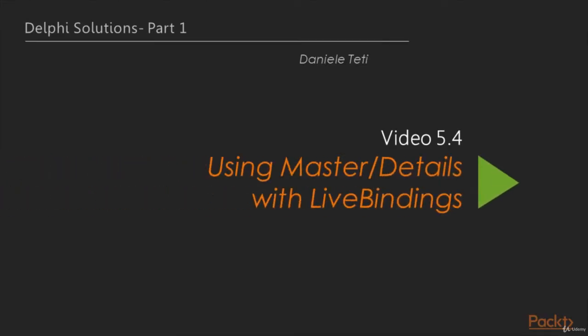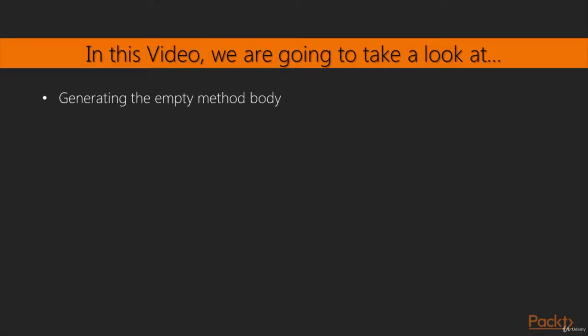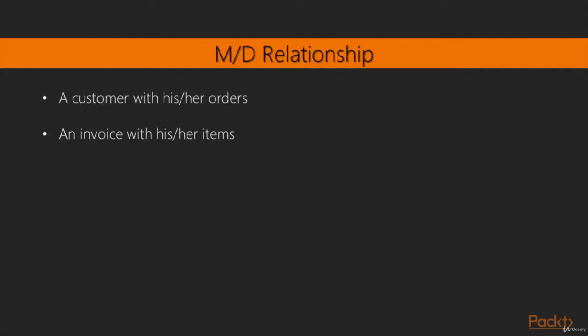Hi, this is the fourth video using MasterDetails with LiveBindings. In our previous video, we saw how to impress the clients with animations. In this video, we will learn how to use the new LiveBindings technology to show an M&D relationship. When you have a customer with his/her orders or an invoice with his/her terms, you have a MasterDetails (MD) relationship.